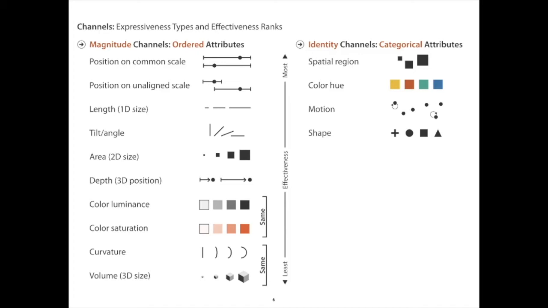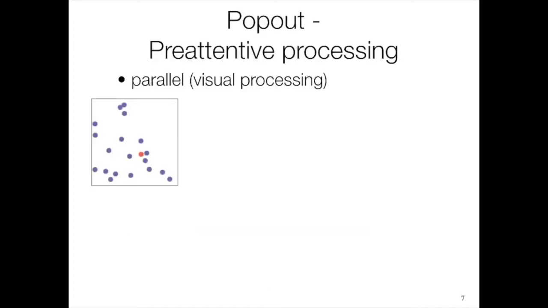Then we have motion, which is also somewhat effective. And the least effective in this case is the shape. We can also make use of another perceptional property, which is the pop-out, or also called the pre-attentive processing.